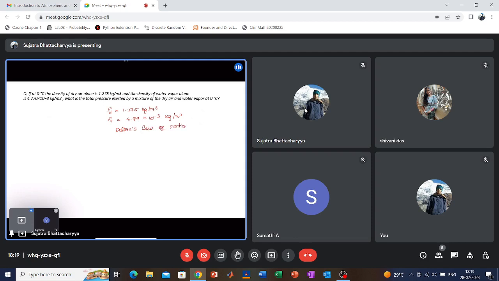That is, total pressure is the sum of the partial pressures if the volume remains the same. In a column, the volume will remain the same, and it will have both dry air plus vapor. So the total pressure exerted here, P, will be equal to the pressure due to dry air and the pressure due to vapor.